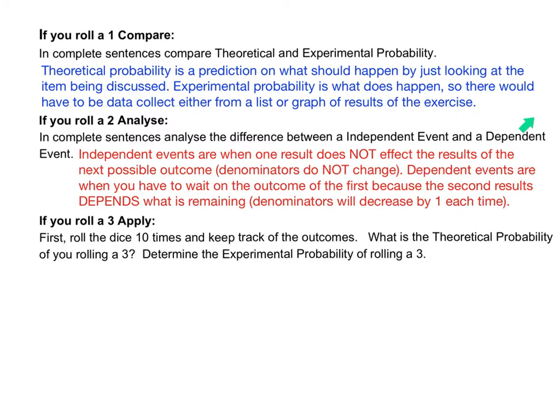So please copy. Independent events are when one result does not affect the results of the next possible outcome, meaning the denominators do not change. Dependent events are when you have to wait on the outcome of the first because the second results depend on what is remaining. Denominators will decrease by 1 each time.